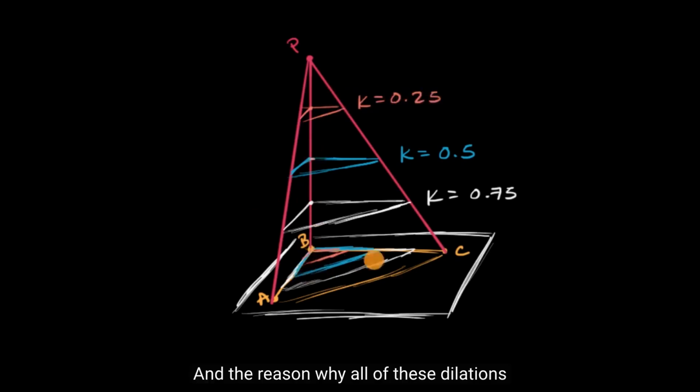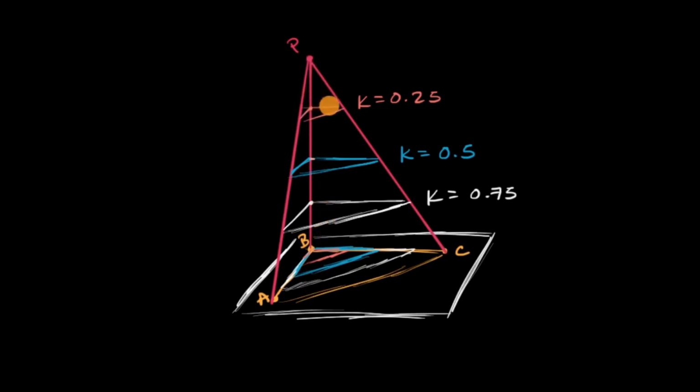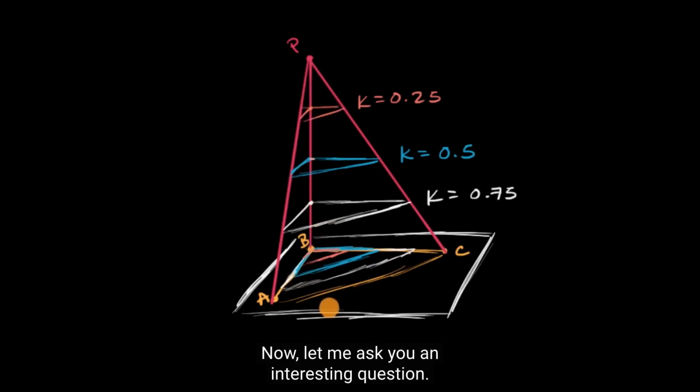And the reason why all of these look like dilations centered at point B is because point P is directly above point B. But this is a way to conceptualize dilations, or to see the relationship between cross sections of a three-dimensional shape, in this case a pyramid, and how those cross sections relate to the base of the pyramid.